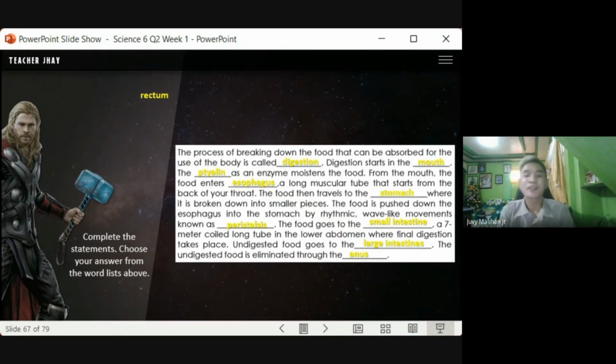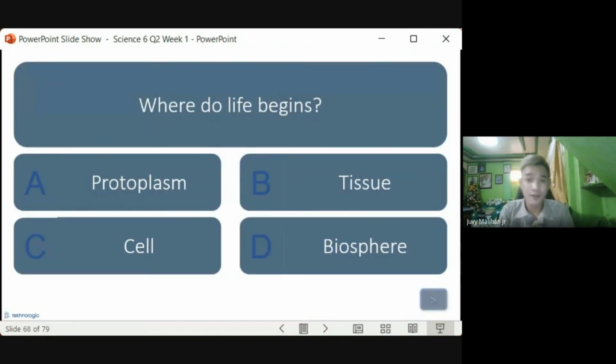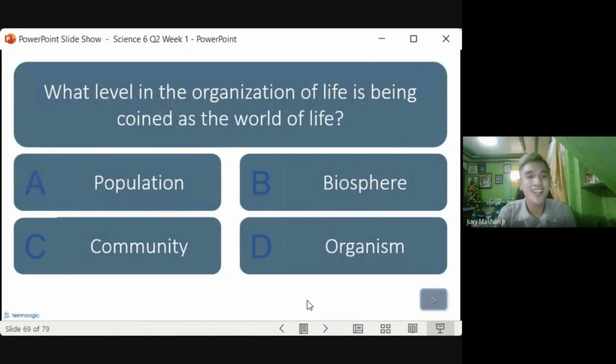Okay, very good. Now, I have here sets of questions and you need to answer them correctly. First, where does life begin? Is it A, protoplasm, B, tissue, C, cell, or D, biosphere? So life begins in a protoplasm. Next, what level in the organization of life is being coined as the world of life? Population, biosphere, community, or organism? It is the biosphere. So from the word bio, it means life.